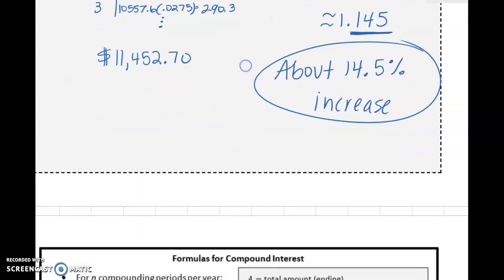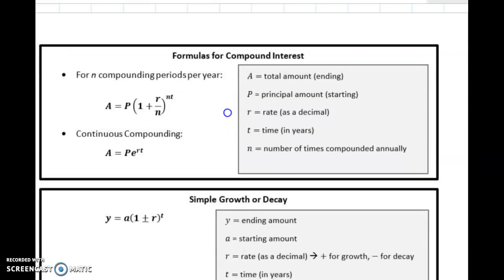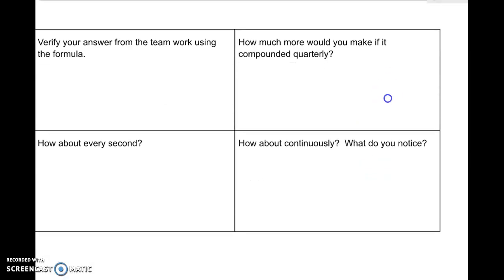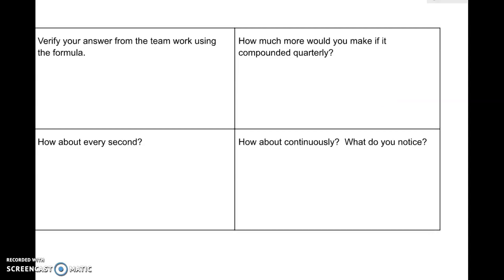Okay, moving on to the next piece, you should see your formulas for compound interest and simple growth or decay. So take a minute to read through these. You've actually seen them before, and these are the formulas that we can use to calculate a problem like we just did in the teamwork in a much quicker way than doing each year individually by hand. Okay, so that's what we're going to do, looking at these 4 problems. So it says verify your answer from the teamwork using the formula.